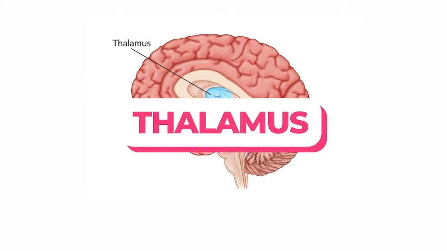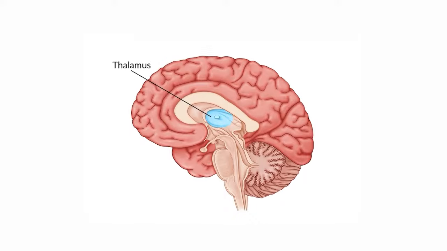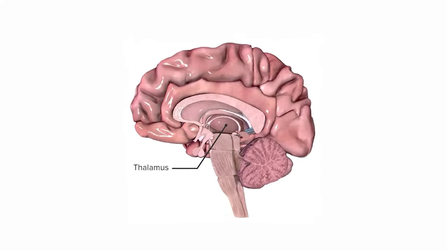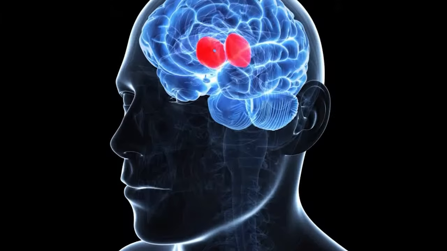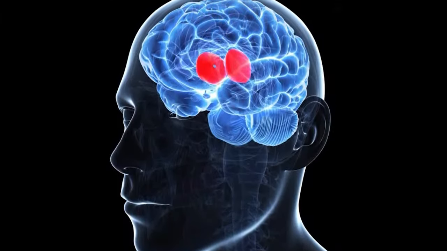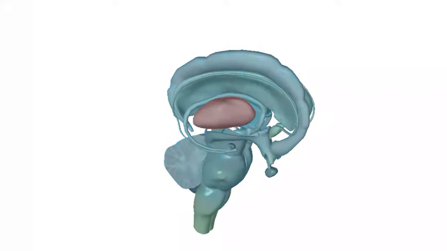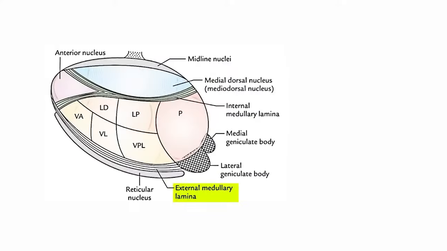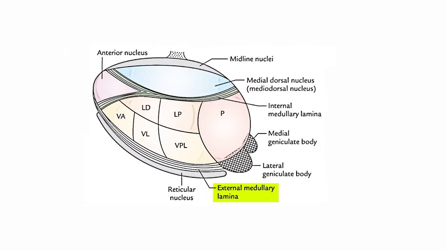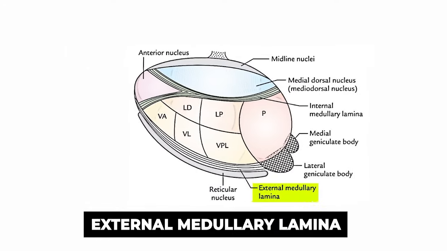Thalamus. The thalamus is located in the center of the brain, just above the brainstem, and is nestled between the cerebral cortex and the midbrain. Each hemisphere of the brain contains a thalamus. It is composed of two symmetrical egg-shaped masses of gray matter, and these are surrounded by a thin layer of white matter called the external medullary lamina.